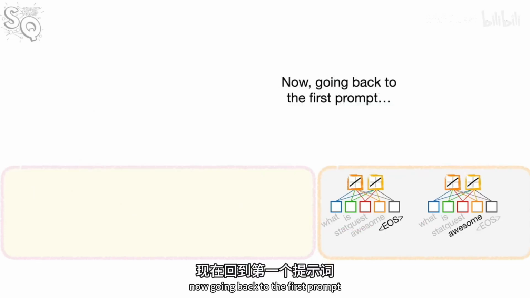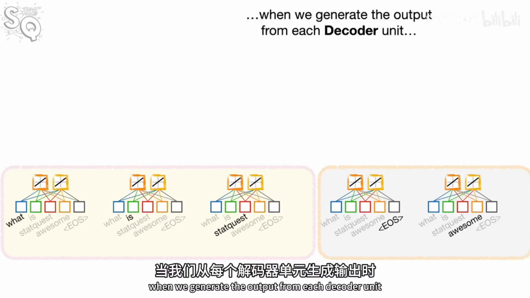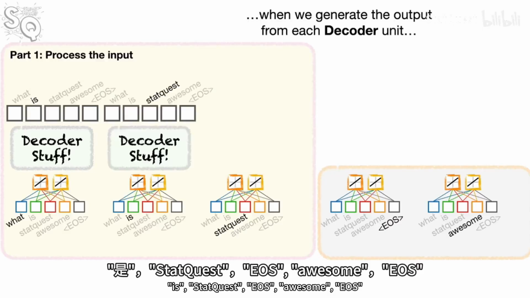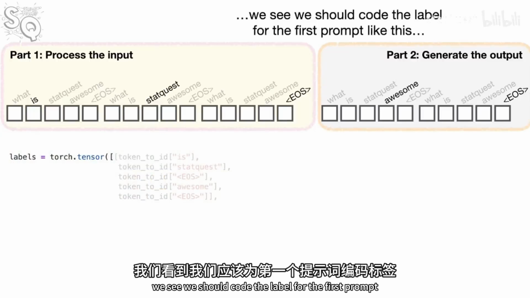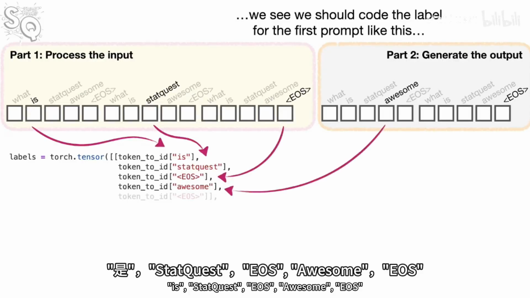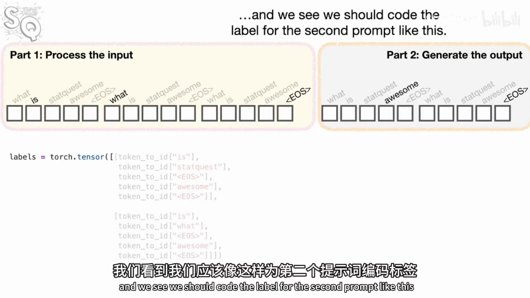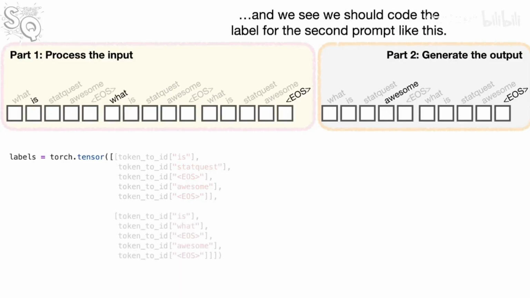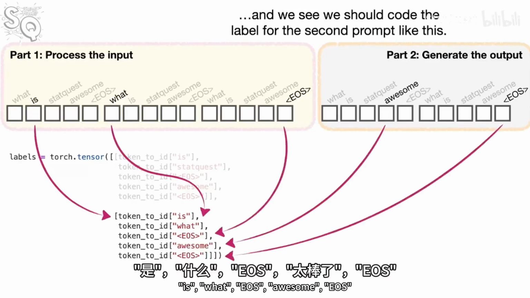Now, going back to the first prompt, what is StatQuest? When we generate the output from each decoder unit, it is: is, StatQuest, EOS, awesome, EOS. We see we should code the label for the first prompt like this: is, StatQuest, EOS, awesome, EOS. And we see we should code the label for the second prompt like this: is, what, EOS, awesome, EOS.